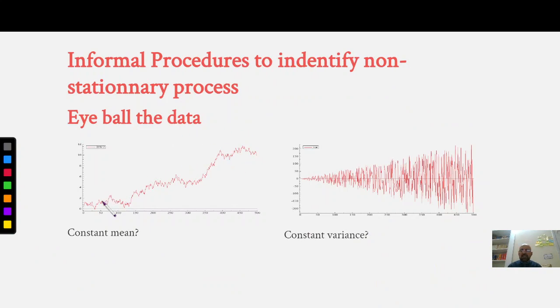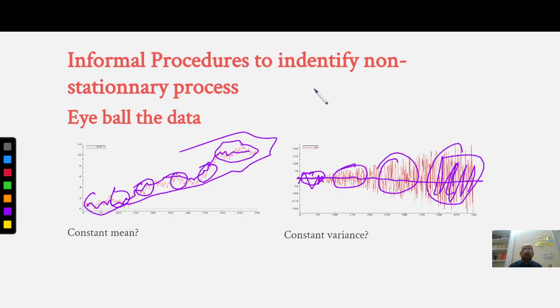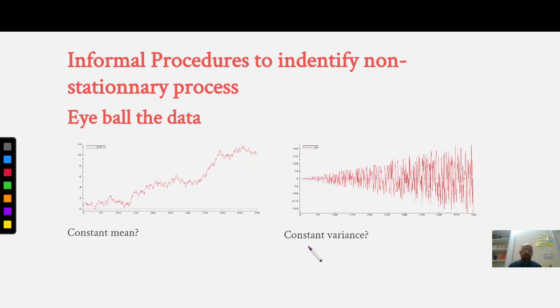Now you see, in this case the series has no constant mean. It's a non-stationary series because it does not have a constant mean. If I take the mean in this range, in this range, in this range, it cannot be represented by a single mean. On the right-hand side, this series has variance which is changing over time. The mean is constant around 0, but there is more variability here than here. Our condition for stationarity is that the mean is constant, the variance is constant, and the covariance is not a function of time. Here we have a violation of constant variance. So both these series are non-stationary.